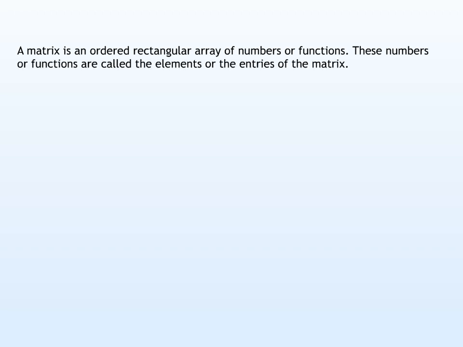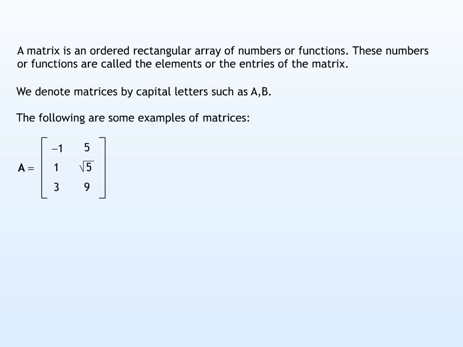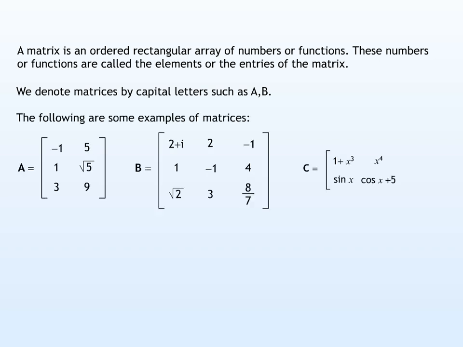A matrix is an ordered rectangular array of numbers or functions. These numbers or functions are called the elements or the entries of the matrix. We denote matrices by capital letters. For example, A, B, and C are three matrices.